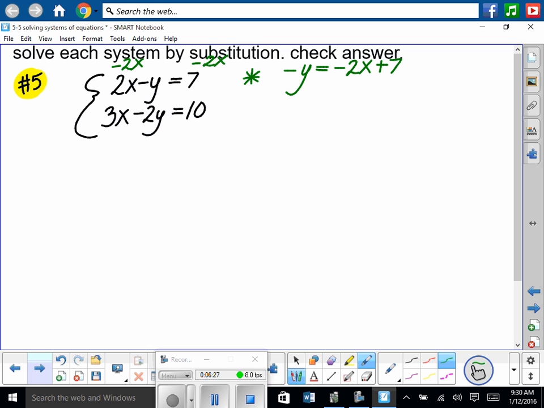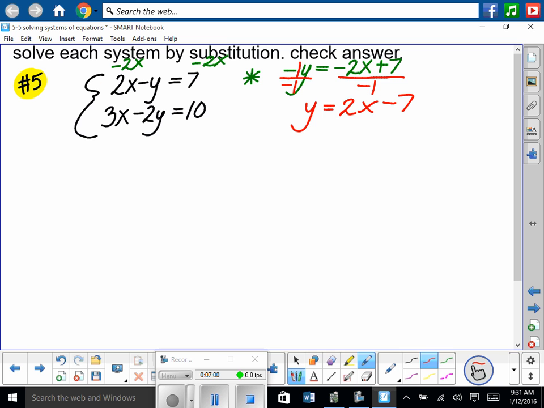Questions? Y is not isolated yet. We technically have a negative 1 connected. So I'm going to divide both sides by negative 1. So we have y is equal to. As long as you divide both things by negative 1, you can split it up and write it. So negative 2x divided by negative 1 is positive 2x. Positive 7 divided by negative 1 is negative 7. So does everybody see how I didn't break any forbidden rules? Because I still divided both top pieces by the negative. Are we all okay? So now we solve that top equation for y.